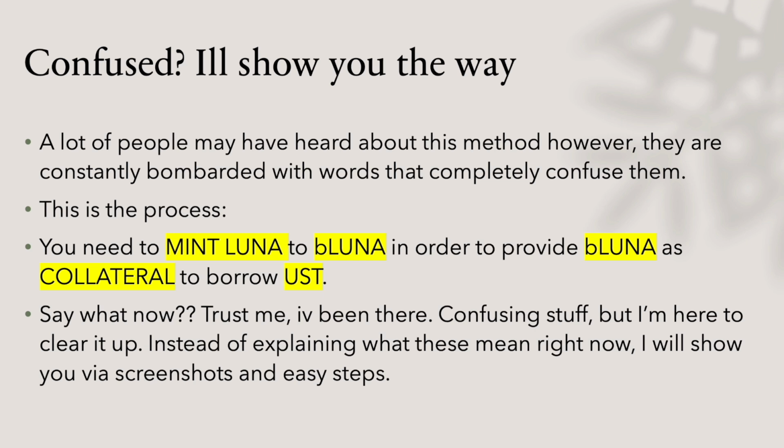Instead of explaining what all of these mean right now, I will show you via screenshots and easy steps. As seen by that slide, guys, there's so many different words that can confuse people, and it basically puts them off from actually trying to use this method. You know, borrowing Luna or converting Luna to B Luna, minting, collateral. All of these words are very, very confusing, and I was exactly the same when it all first came out, and it did put me off for a while until I finally learned how to do it.